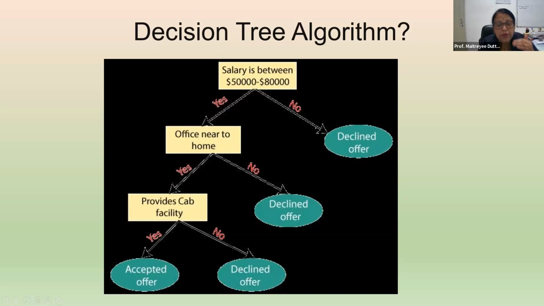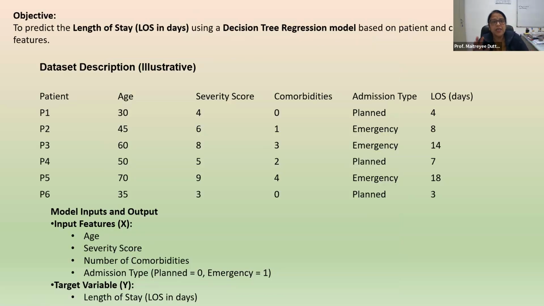Like this, step by step, you will go further, and finally you can get the result whether it is an accepted offer or a declined offer. Now let us see how you will calculate LOS in the decision tree regression model. Already we have done something in linear regression. Here is the same data: age, severity, comorbidities, admission type, and LOS, which you have to find out with the decision tree algorithm.